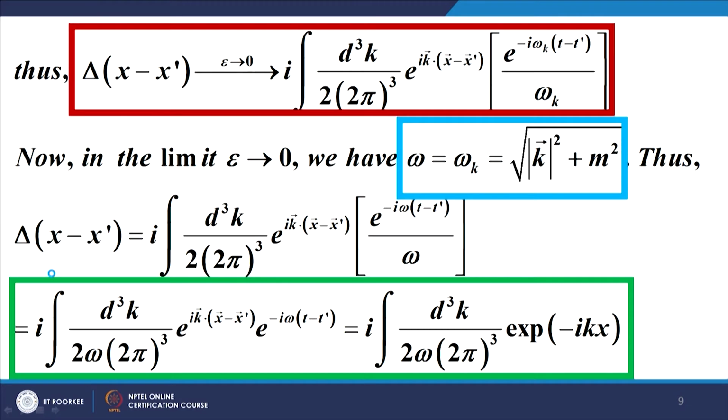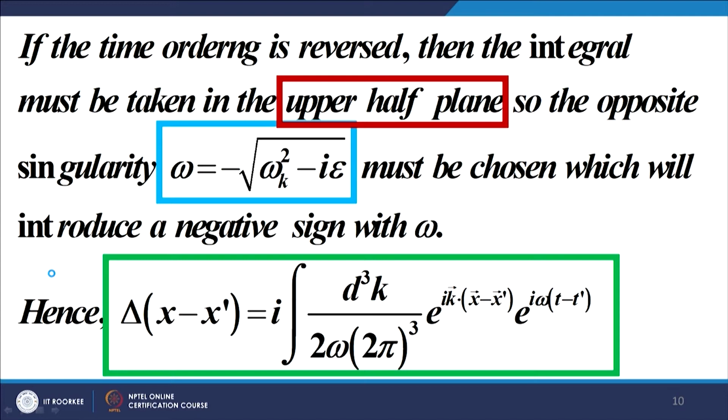Now, substituting this value in the expression for the propagator, and also noting that in the limit that epsilon tends to 0, omega is equal to omega k, which is equal to the square root of mod k square plus m square, and using the value of a that we have already arrived at, we get this expression for the propagator, which is here in the green box right at the bottom of your slide. Now, what happens if the time ordering is reversed?